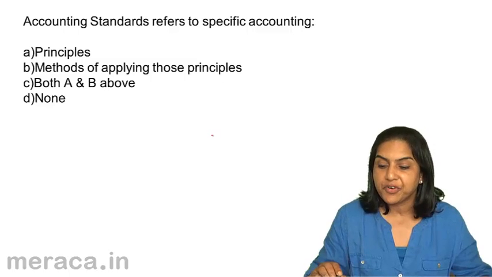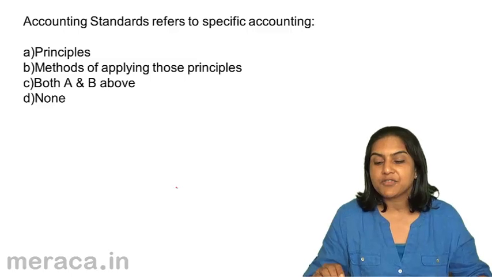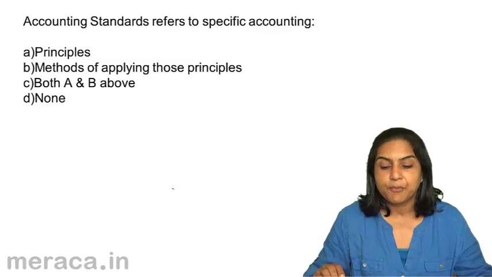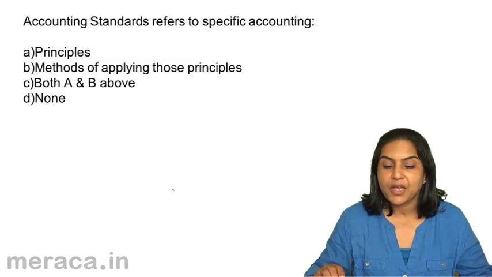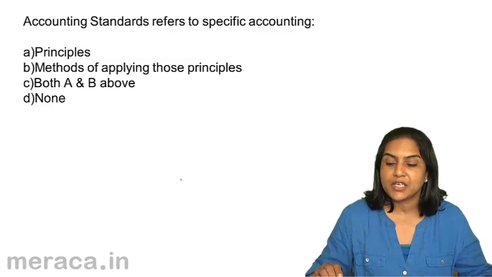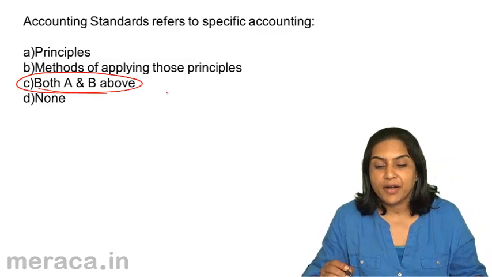Accounting standards refer to specific accounting A. principles, B. methods of applying those principles, C. both A and B above and D. none. Accounting standards refer to specific principles and methods of applying those principles. So both A and B above are right.